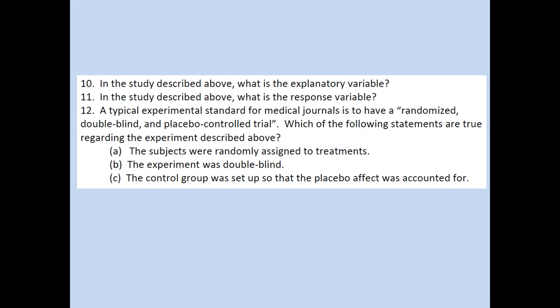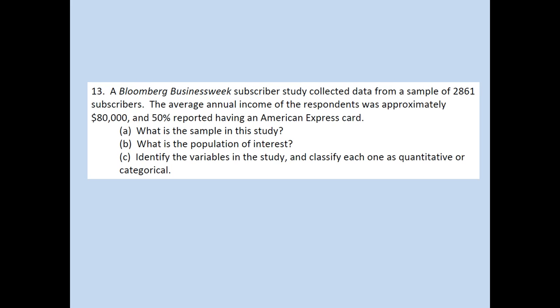Then number 12, those are all yes or no answers for A, B, and C. That's about all you can write. And again, the material in number 12 shows up in the section 1.3 notes. Number 13, identifying the sample and identifying the population. The one thing I want to point out there, specifically for A, identifying the sample size is not enough.